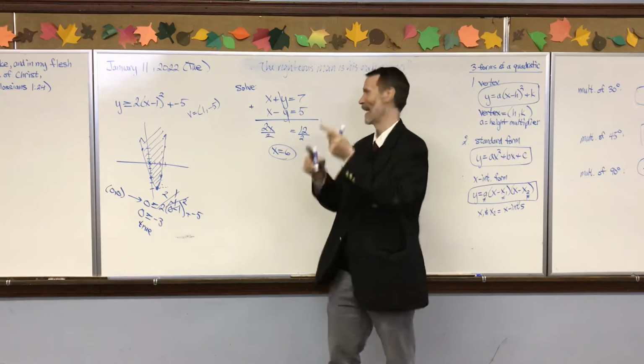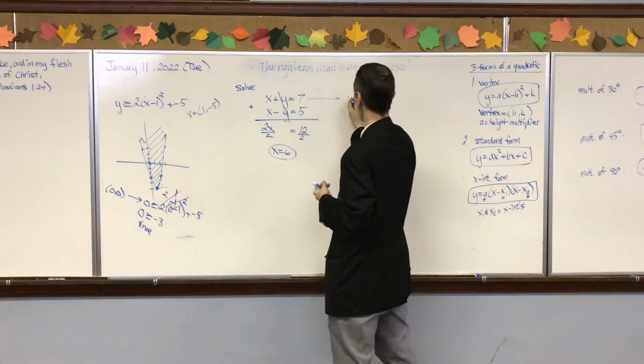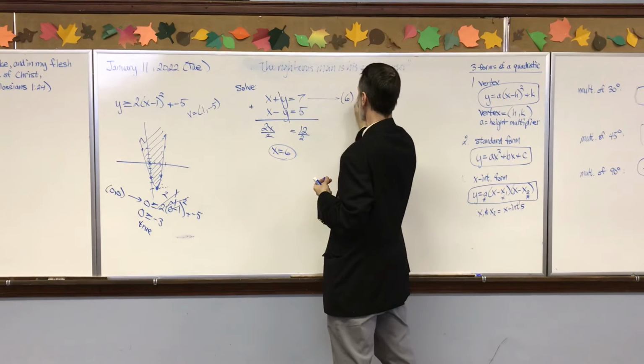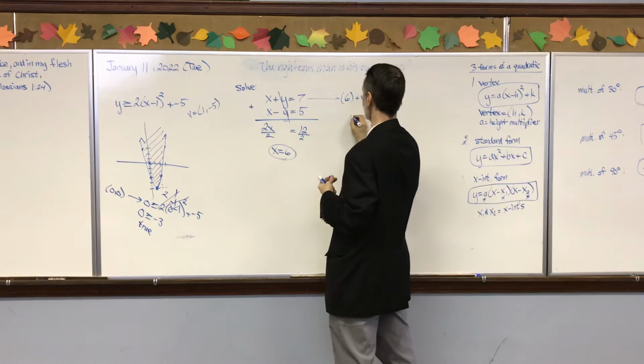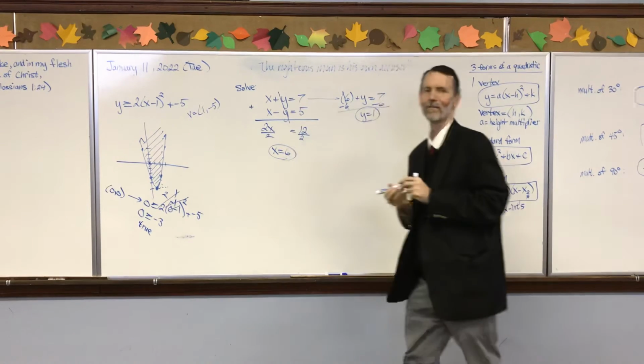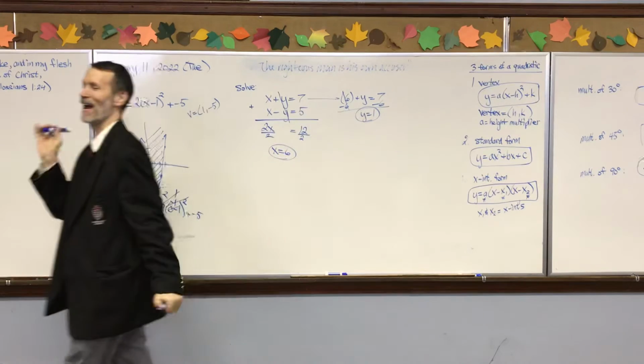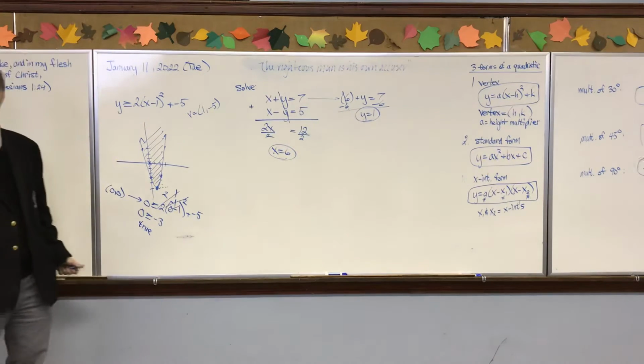Plug it in, take your pick. So what does it look like so far? 6 plus y equals 7. So y equals 1. Correct. Done. So everybody okay with that? Again, elimination is very fast if you can get it to work, if you can get something to cancel.